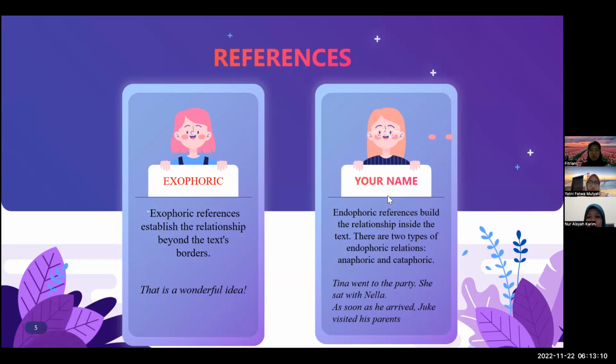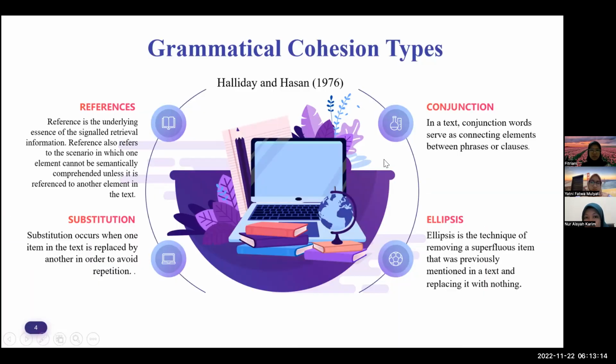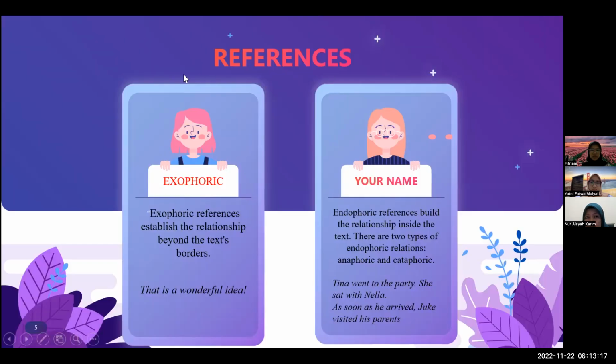Okay, can you move to the next slide, Kak? Okay, sorry, it's a bit stuck on my laptop.